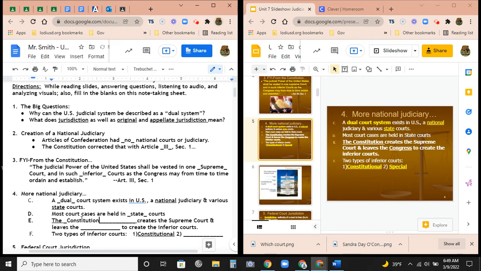The Constitution creates the Supreme Court and leaves it in the hands of Congress to create inferior courts, as you just read from Article 3, Section 1. There's two kinds of inferior courts. There's the constitutional ones, and then there's the special ones that Congress has decided are needed.